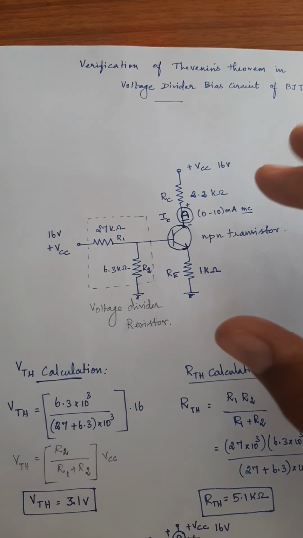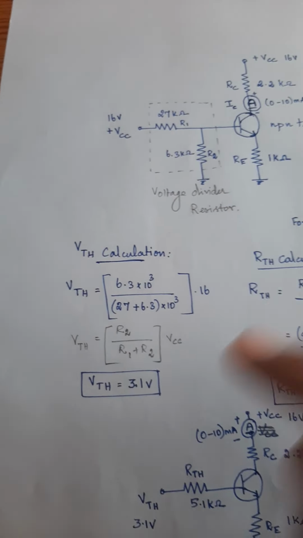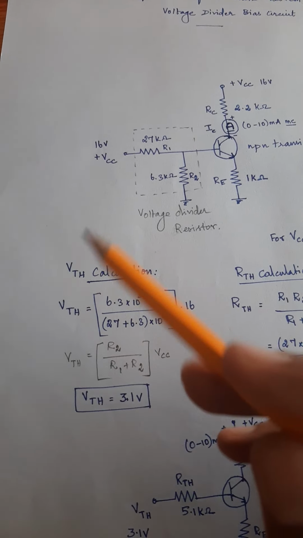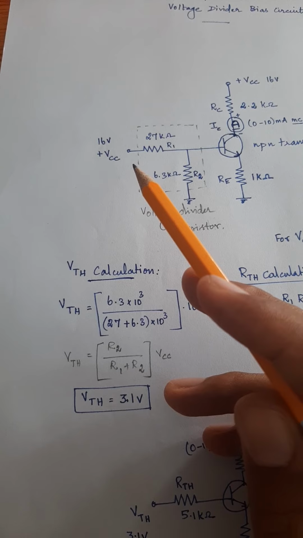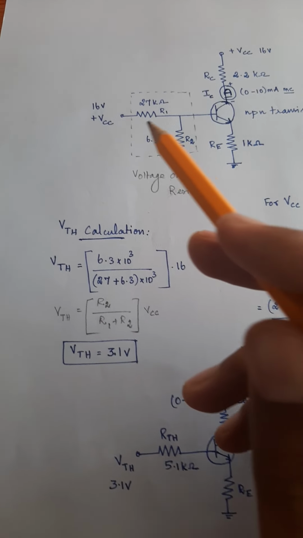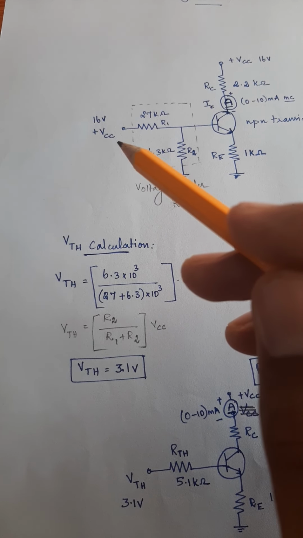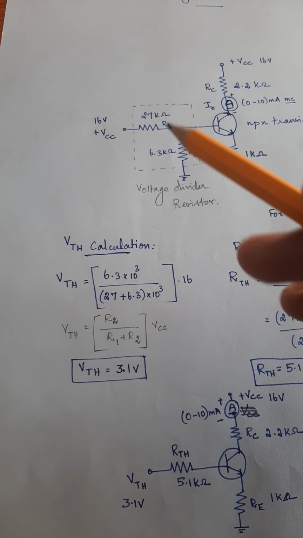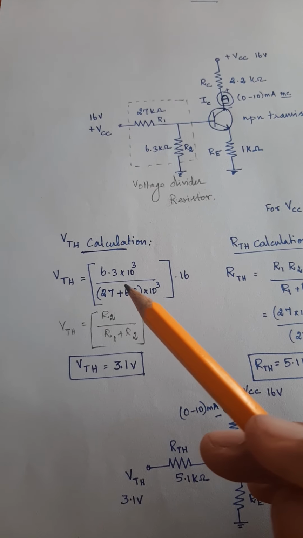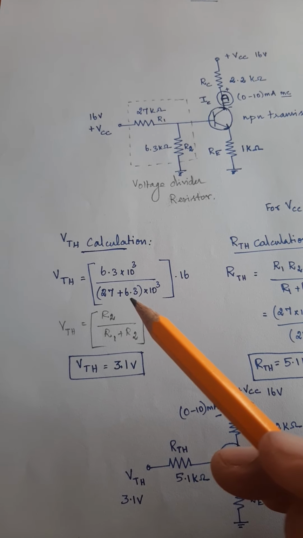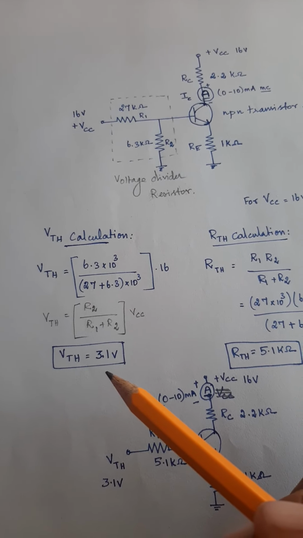Let us calculate theoretically the value of VTH and RTH here. VTH calculation: what is the voltage available at this point? As per the voltage division rule, it is the opposite resistance divided by the sum of the resistances, into the total applied input voltage. So it is R2 by R1 plus R2 into the applied voltage. 6.3 by 27 plus 6.3, into 16. Finally I will get VTH equal to 3.1 volt.